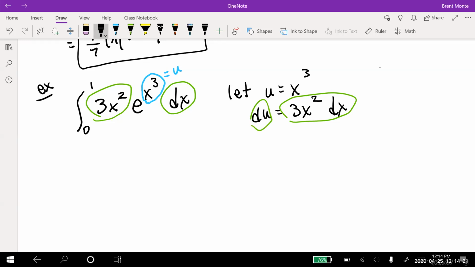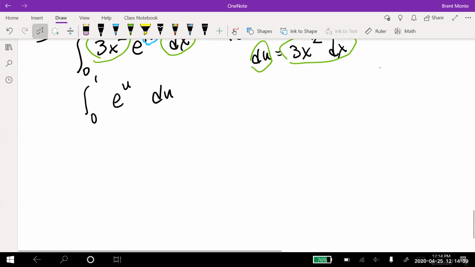All right, so let's see what we have. We have the 0 to 1. The 3x squared dx just became du. We'll put that at the back. The e to the x cubed, remember x cubed was u. That's just e to the u. Wow, that really simplified nicely to take the antiderivative. The integral of e to the u is just e to the u. I don't have to put plus c here because I'm integrating from 0 to 1.